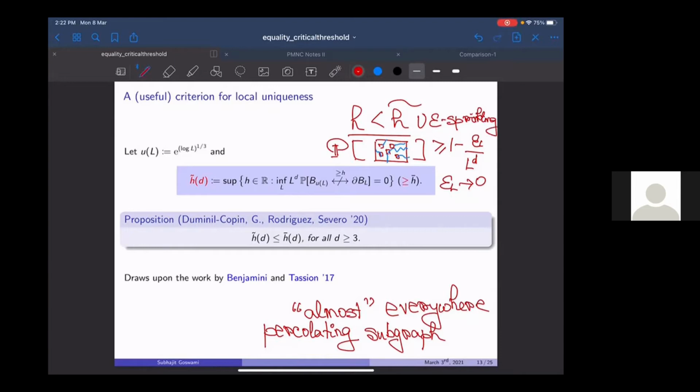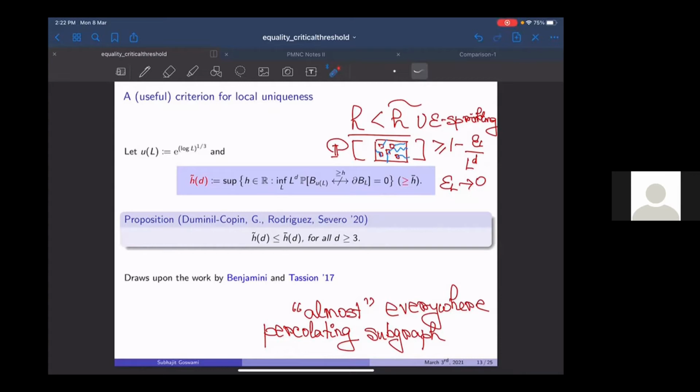What it means is that you sprinkle some edges or vertices with a very small density. If you do that, what they proved is that with stretched exponentially high probability, all these clusters get connected. An arbitrarily small sprinkling is enough to connect them all. That's the idea that we also use here.